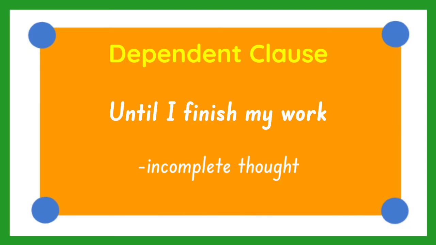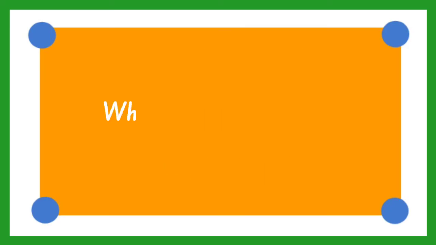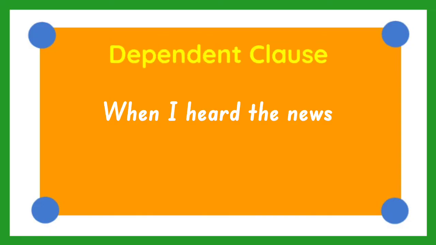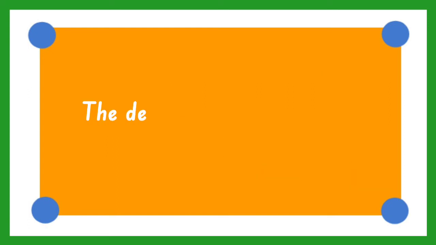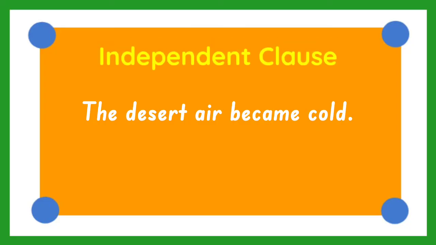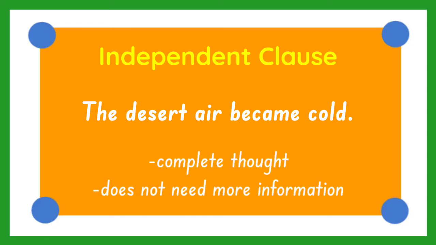Something is missing, right? And take note that it uses a subordinating conjunction, which is until. Next, when I heard the news. This clause is dependent. It still needs additional information for it to be complete. And it uses a subordinating conjunction, which is when. Another one. The desert air became cold. The answer is independent clause. It has a complete thought, so it does not need any additional information for it to make sense.